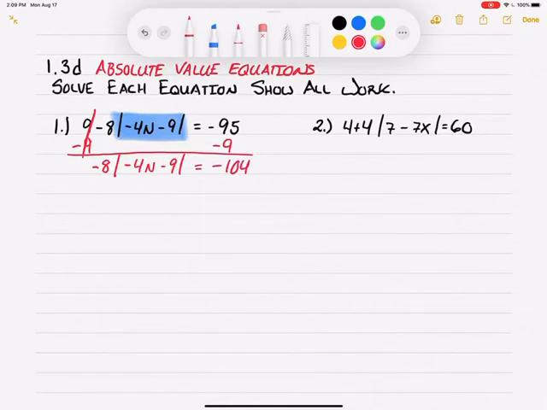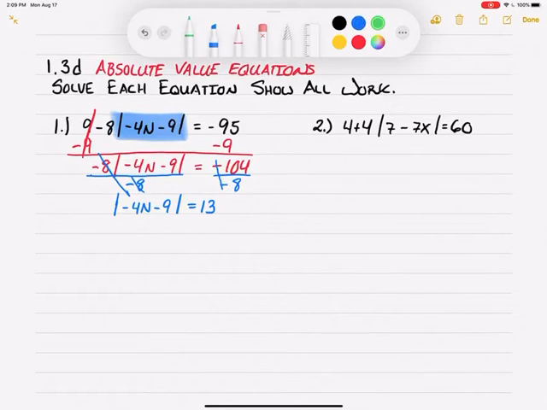Then what I'm going to do is divide both sides by negative 8, pardon me. My negative 8's will cancel. The negatives on the right side of the equal sign will also cancel. And I have the absolute value of negative 4n minus 9 is equal to 104 divided by 8, and that's going to be 13.